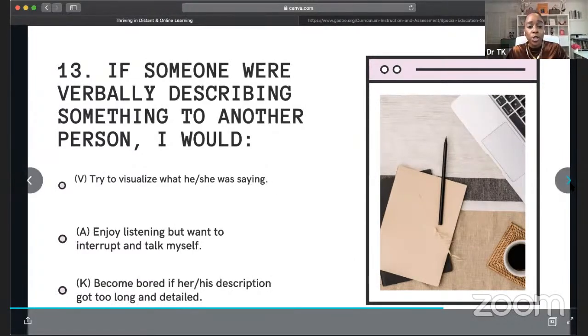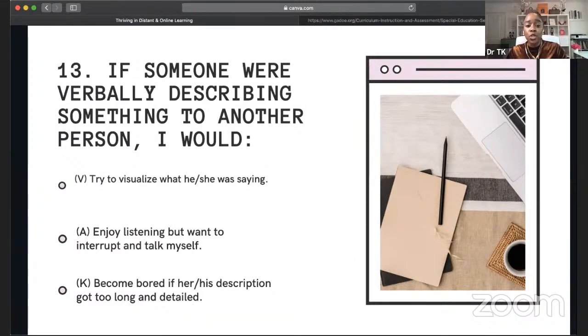If someone were describing verbally something to another person, so if you observed a conversation happening, you would try to visualize what he or she is saying. So you would be listening, but trying to visualize pictures in your head about what they're talking about. If they're telling you a dramatic story, you're like, oh, I can see that happening. That's V. A is enjoy listening, but want to interrupt and talk yourself. That's an auditory person. Like you got to talk to be in the conversation, to consume something.